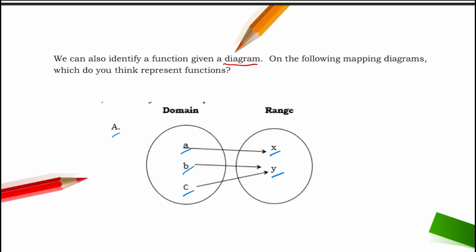Now, the condition is just to examine the domain, or the first element of the mapping diagram, or the values of x. If none of them are repeated, then it is also a function. So as you can see, A, B, and C are unique. They are not repeated. So therefore, mapping diagram A is a function.